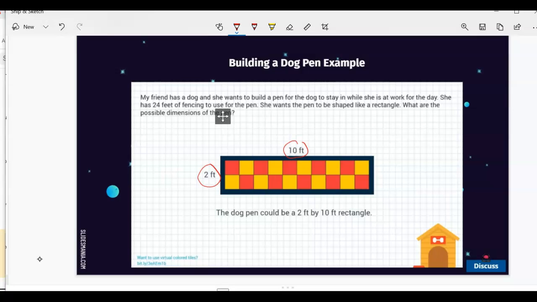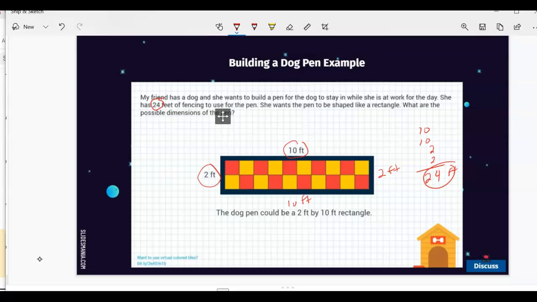And let's just say that since this is a rectangle, this side is the same as the other side. So that's going to be 2 feet also. And this also is going to be 10 feet. So when I add all those together, 10 plus 10 plus 2 plus 2, that's going to be 24 feet. So that satisfies the 24 feet up here.